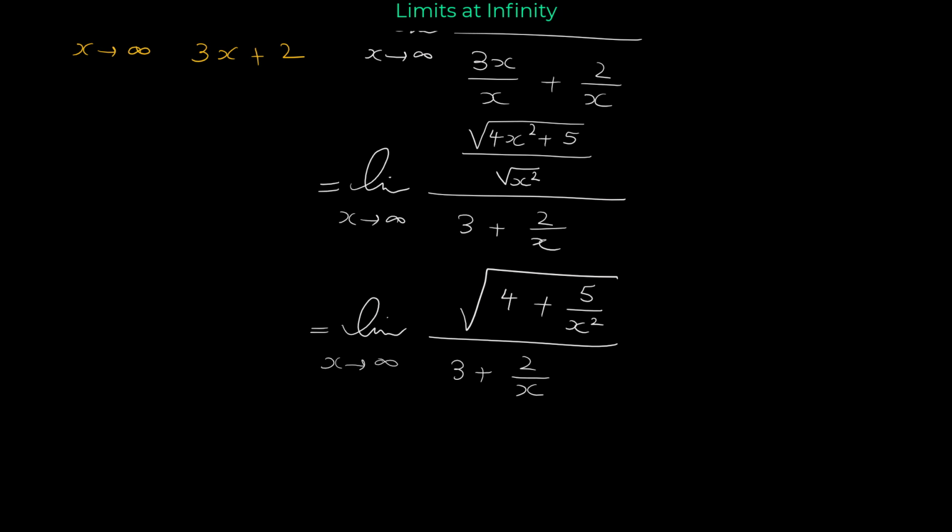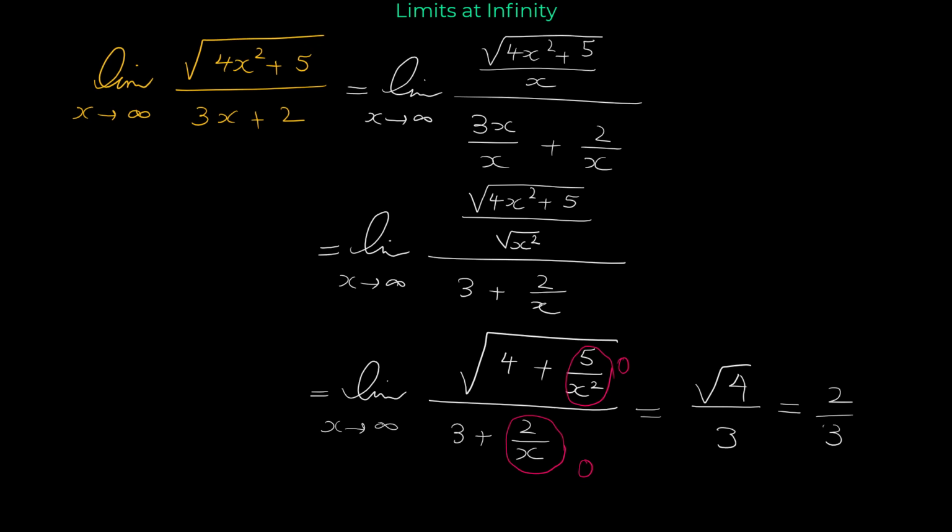Now, probably you remember the important rule that we have learned in the beginning of the video. When x approaches infinity, any number over infinity is 0. So this is 0, and also 5 over x to the 2 is 0 when x goes to infinity. So in the numerator we have only the square root of 4, which is 2, and in the denominator we have 3. So the limit equals 2 over 3. So the limit of this expression when x goes to infinity is equal to 2 over 3.